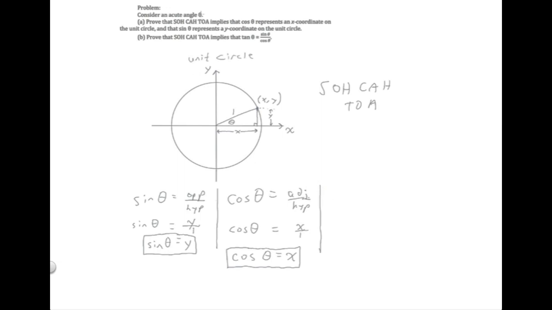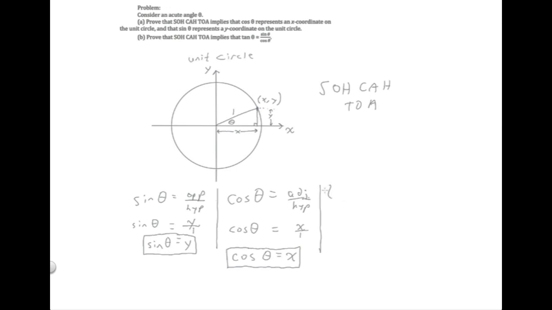Now we only did that for an acute angle. So far the proof doesn't apply to the other quadrants. If you want to give yourself a challenge, you might want to try to extend this proof to the other quadrants. But this should be enough to make it plausible to you that Sohcahtoa and the unit circle approach are consistent with each other, and in fact they imply each other.